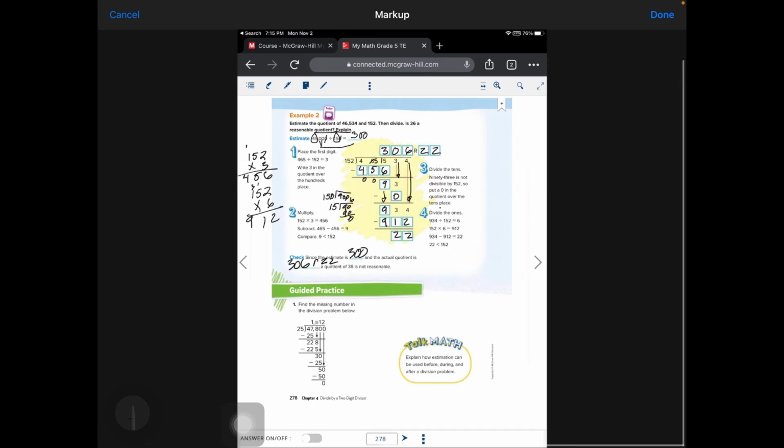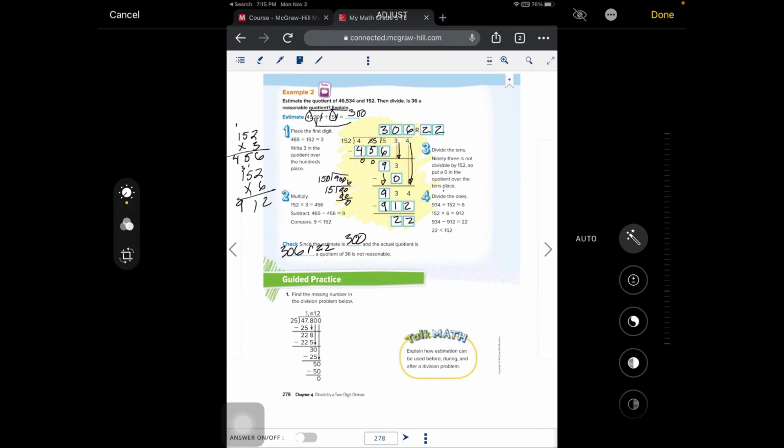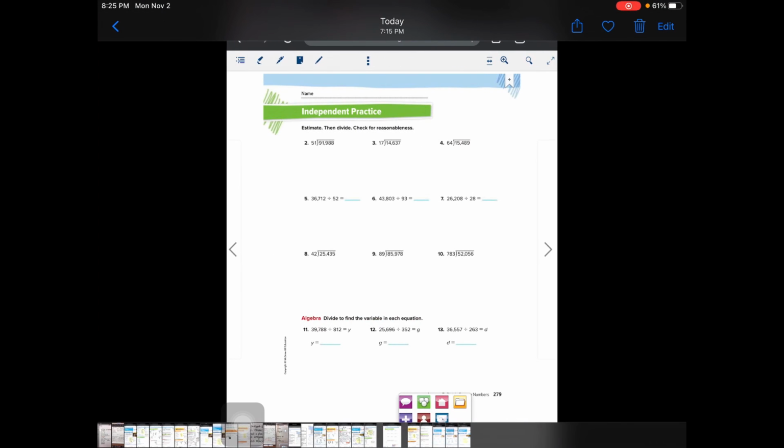Okay, can you see how using graph paper is beneficial in this situation? Pretty crazy stuff. All right, let's move on.